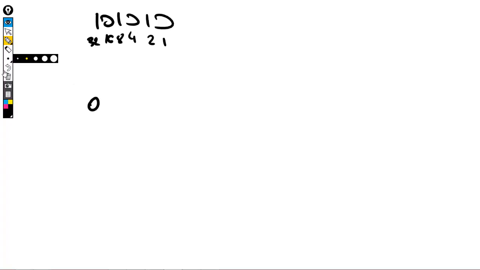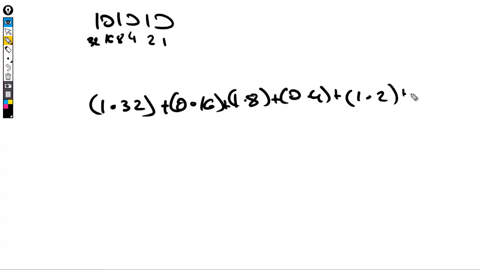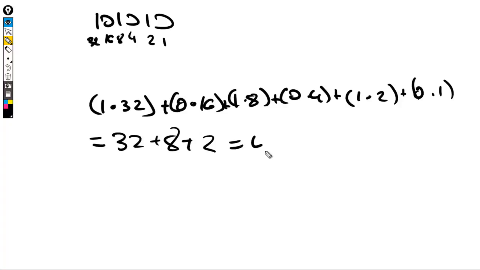Let's do a bigger number. Let's take 101010. Alright, so we know this is 1, 2, 4, 8, 16, and 32. So we're going to have 1 times 32 plus 0 times 16 plus 1 times 8 plus 0 times 4 plus 1 times 2 plus 0 times 1. So if we add all of this up, it's going to be 32 plus 8 plus 2, and this is equal to 42.